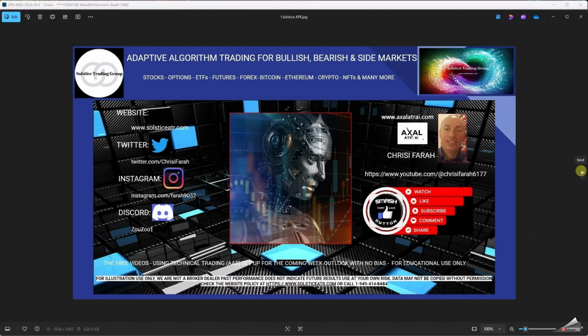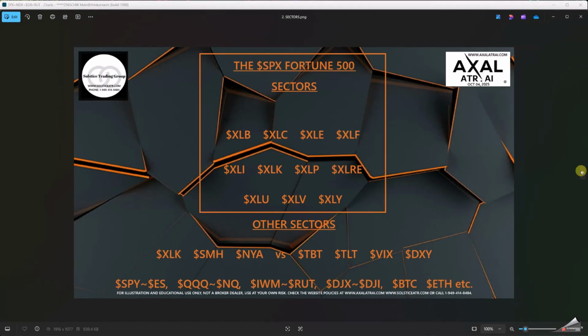Let's go to the first slide. What I want to cover here is the S&P sectors, which are the 11 sectors in the S&P. You can take a look at those sectors: XLB, XLC, XLE, XLF, XLI, XLK, the technology, consumer products, real estate, utilities, healthcare sector, and so on.